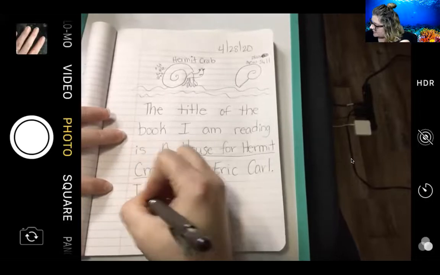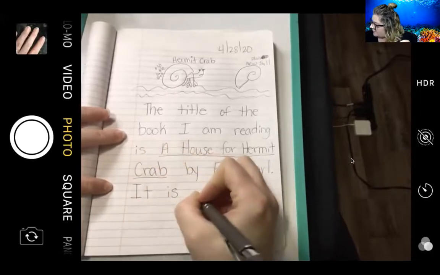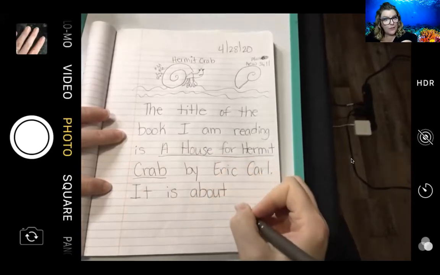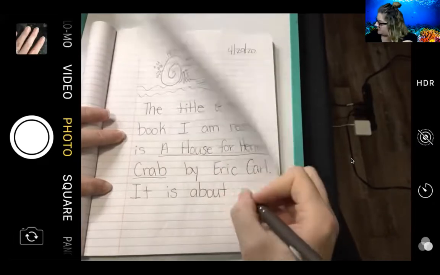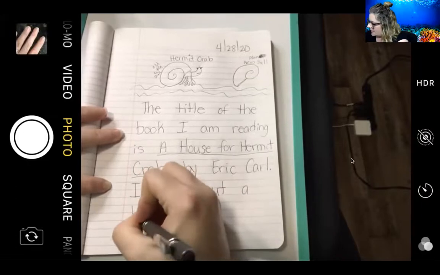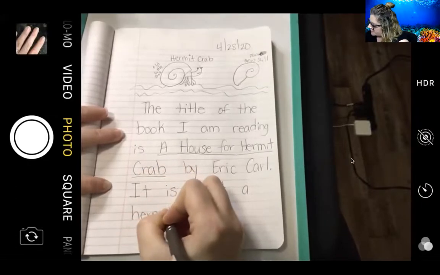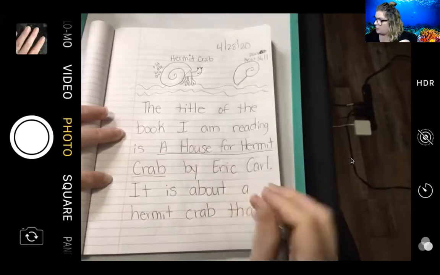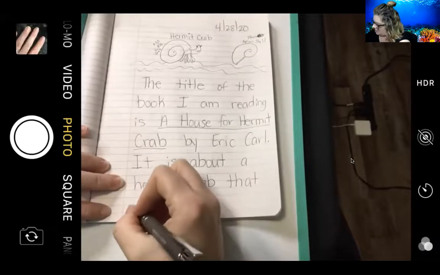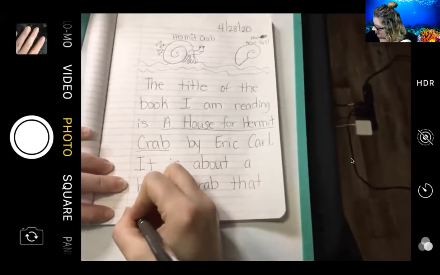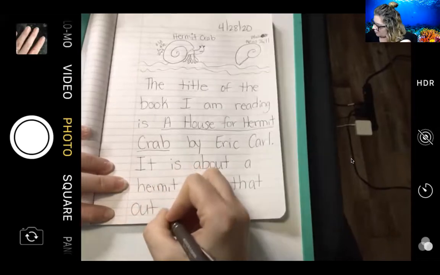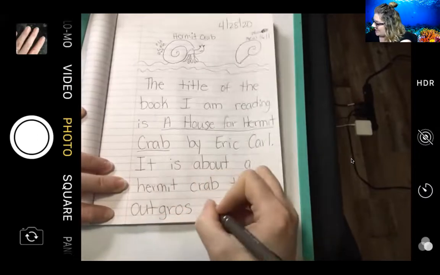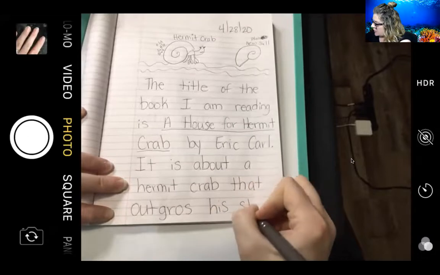It is about, get out of here, you bumblebee. All right, so it is about a hermit crab, of course. A hermit crab that outgrows, oh boy, get out of here, you bumblebee. So outgrows his shell.